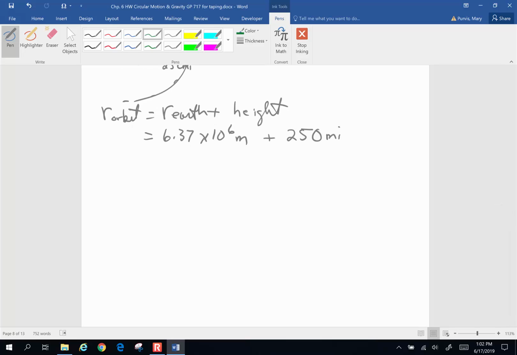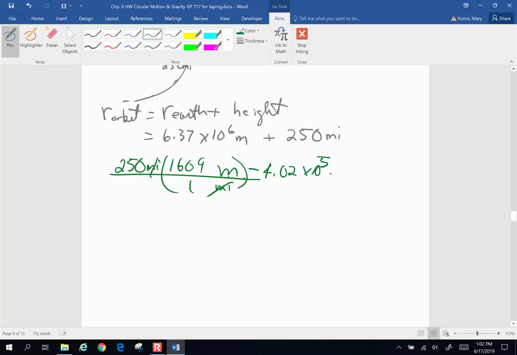So I'm going to go ahead and convert 250 miles. Get rid of miles, keep meters. There's 1609 meters in a mile. When I do that, I get 4.02 times 10 to the 5th meters. So I take this and replace that there. So the entire radius of the orbit is going to be 6.37 times 10 to the 6th plus 4.02 times 10 to the 5th.